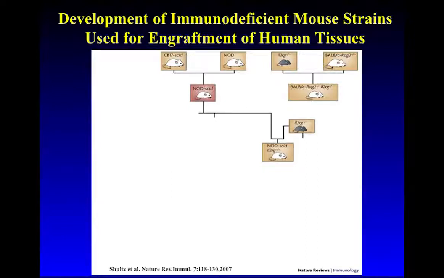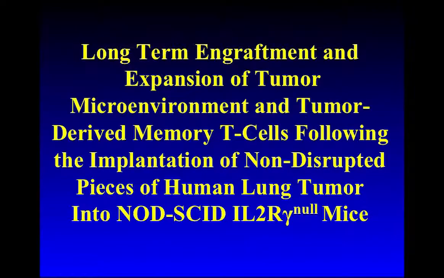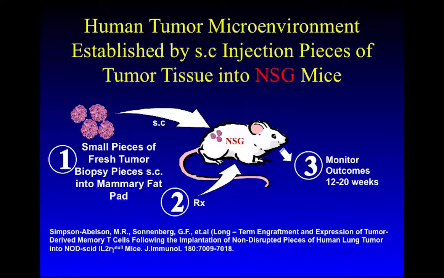We and others have looked at this. Early on, we found that there was a long-term engraftment, and I'm going to show you a couple of examples of this and how this worked better than the SCID mouse. We found that we could maintain the tumor microenvironment for 9, 10, 12 weeks, even longer. And this was really a very exciting time for us and others, and now people are largely moving to this model. And I want to show you just an example.